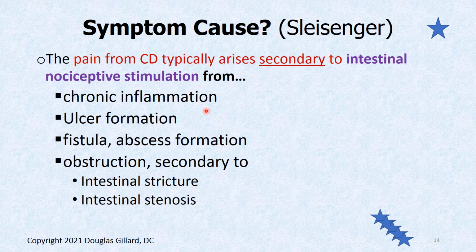What causes the symptoms? Well, there are nociceptors in the intestinal wall, right? There are pain triggers, and they can be set off by the inflammation, by ulcer formation, by fistula formation, or a stretch response secondary to intestinal obstruction.